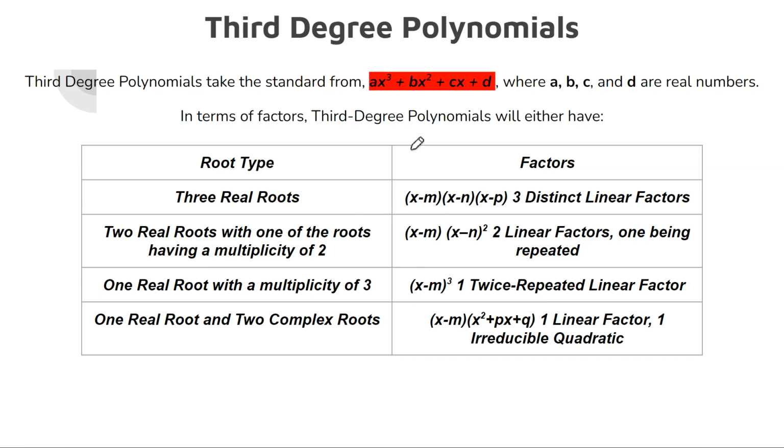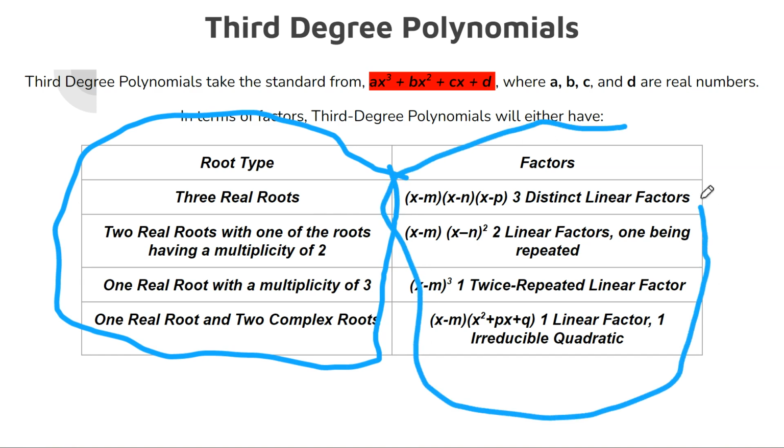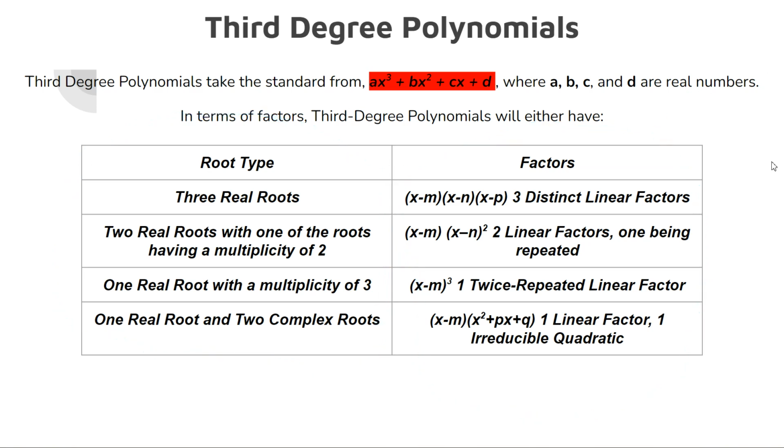This is what I mean. Every single type you can have. These are all the root types, right here. And these are all the factor types you can have. Notice how there's no cubic that can't be broken down like that.